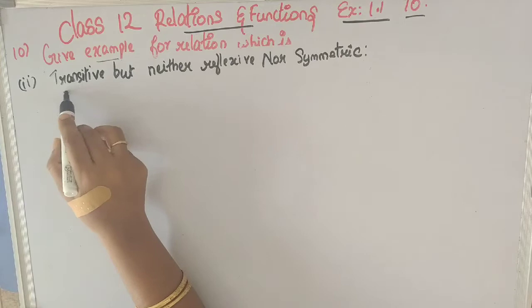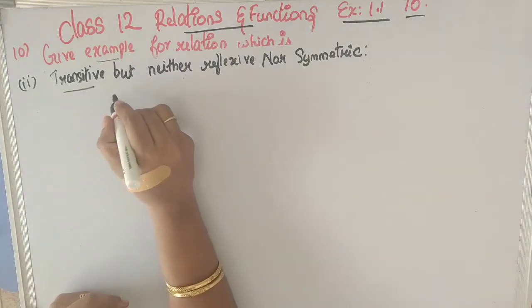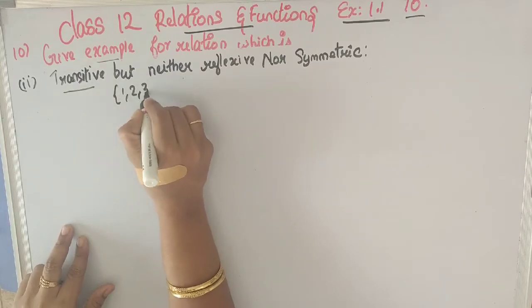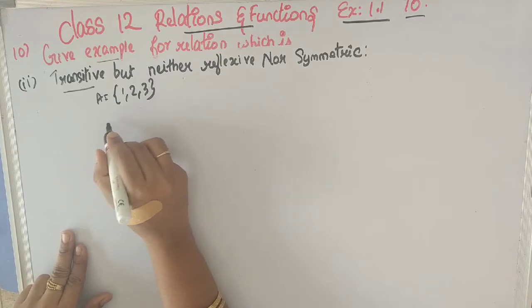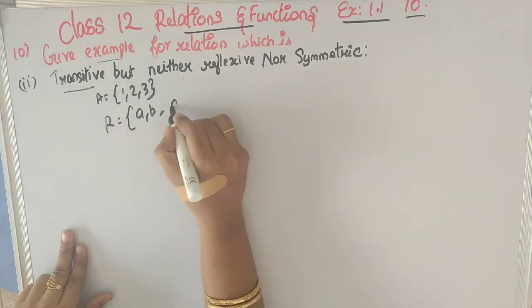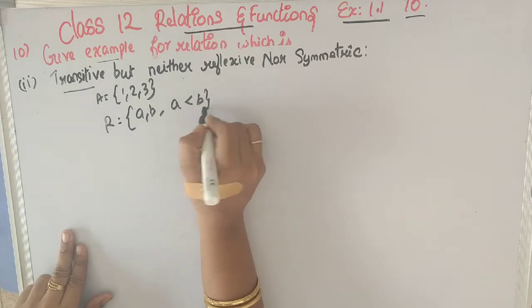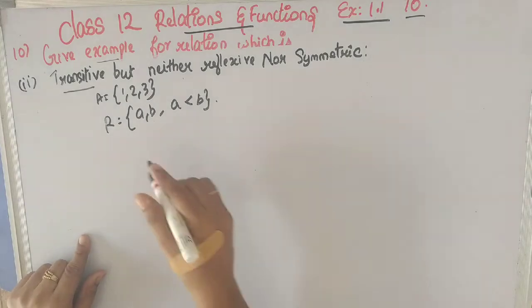Here we should give an example for a relation which is transitive but neither reflexive nor symmetric. Okay? Now let's take A is equal to {1, 2, 3} and we can define the relation R equal to {(a, b) : a < b}. Clear? Now we can check whether the relation is reflexive or not.